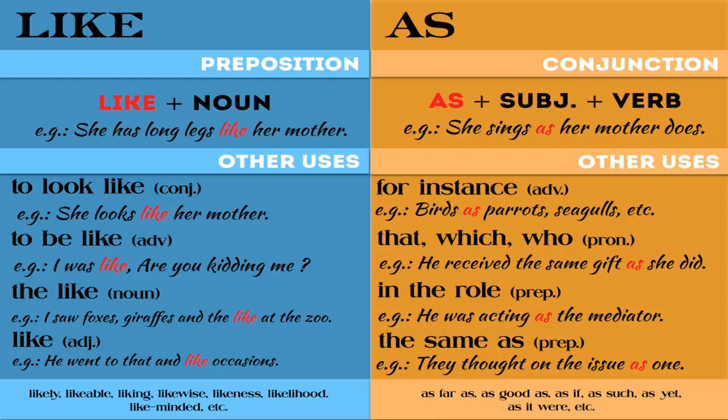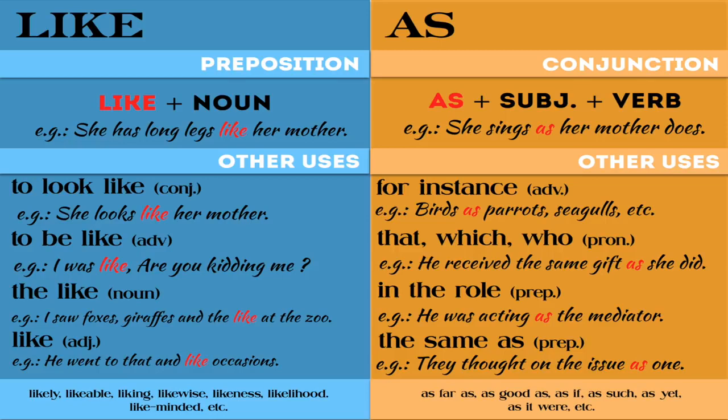Then, as can also mean the same as. They thought on the issue as one. So in this case, as means the same as. The idioms that we use with as could be as far as. This is the first one that I gave you, and it means to the degree or extent that. The example: it is an excellent plant, as far as I can tell you. So it means to the degree.